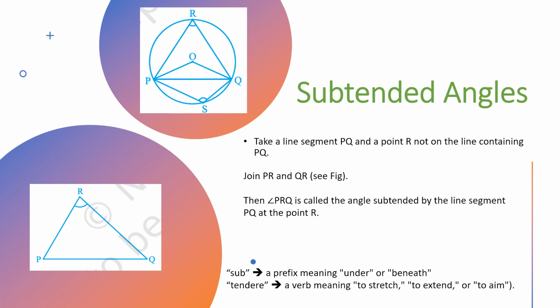By the previous definition, within the circle, this angle PRQ is subtended by the chord PQ at the point R. Similarly, look at this angle also. The angle PSQ is again a subtended angle, subtended by the chord PQ at the point S. That's what we can mention about subtended angles.